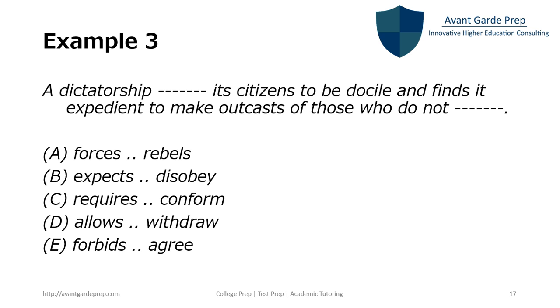Okay, and we're going to end with one last example. A dictatorship blanks its citizens to be docile and finds it expedient to make outcasts of those who do not blank. Alright, technically this is a logic-based question, but you're still going to need to know your vocabulary. You're going to need to know what dictatorship is, you're going to need to know what docile means, and you're going to need to know what expedient means.